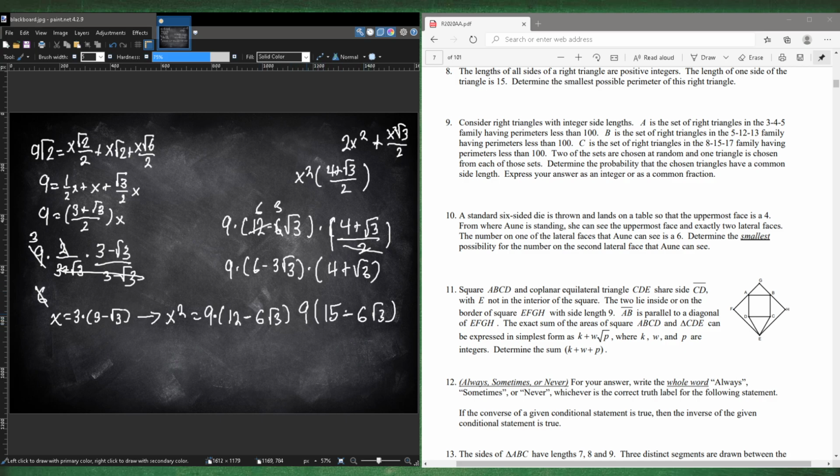So distribute this out. So 9 times 15, that's 90 plus 45, so that's 135, minus 54 square root 3. So 135 is our k, negative 54 is our w, and our p is 3. So add them together. So that's negative 54 plus 3, which is negative 51, plus our 135, so that is 84. And that's our answer for number 11.